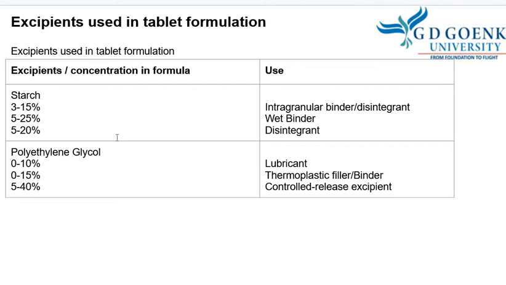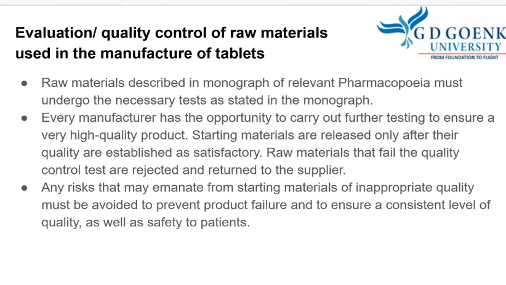Polyethylene glycol, 0 to 10% it is used as a lubricant. 0 to 15% it is used as a thermoplastic filler or a binder, and at 5 to 40% concentration in a tablet formula it is used as a control release excipient.